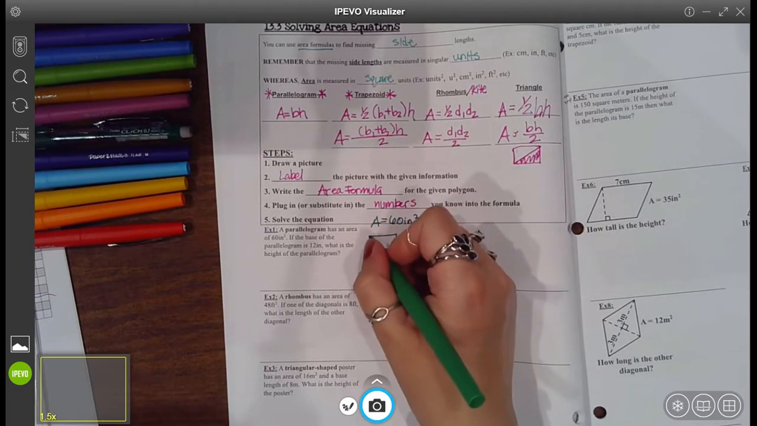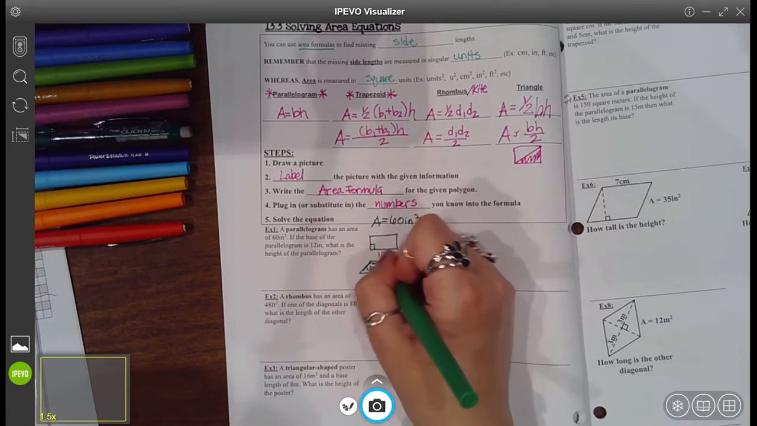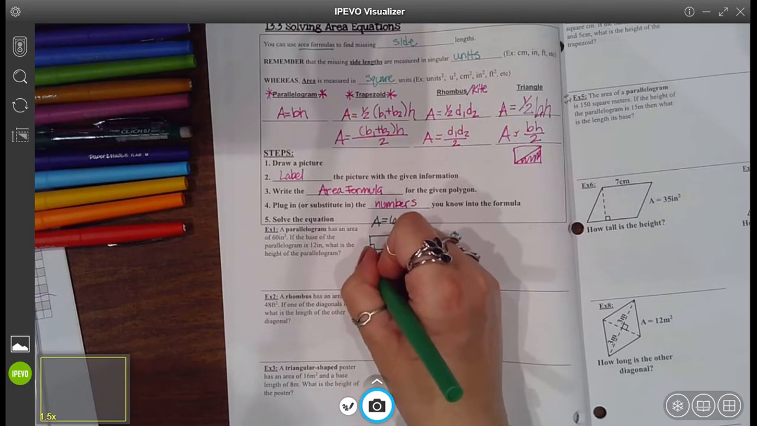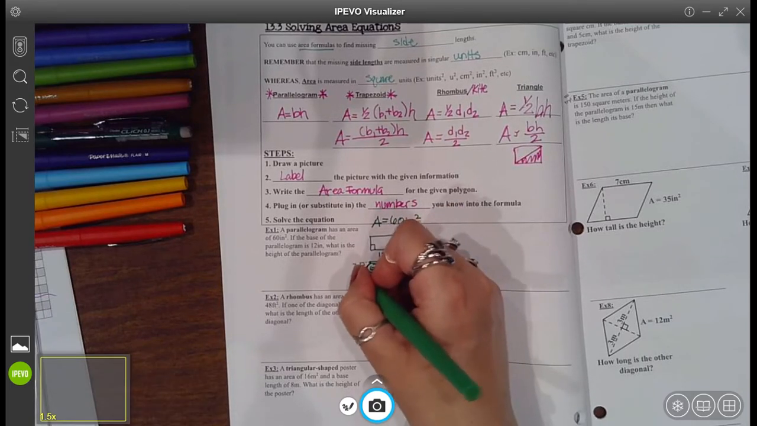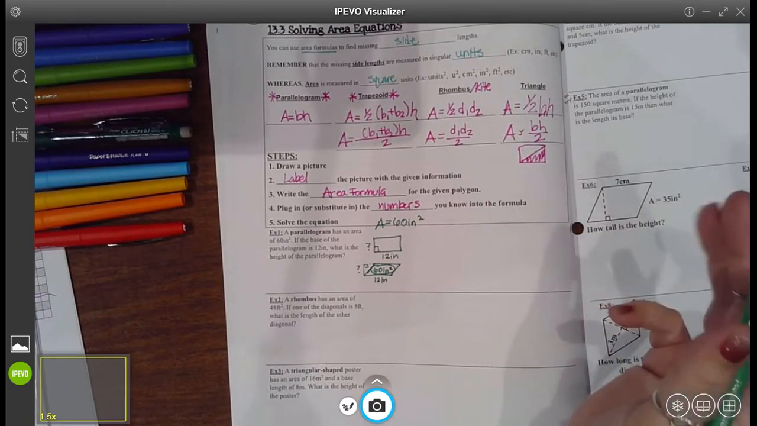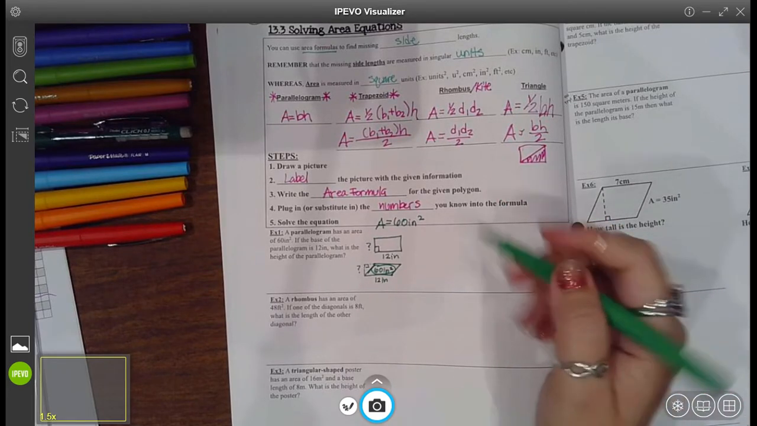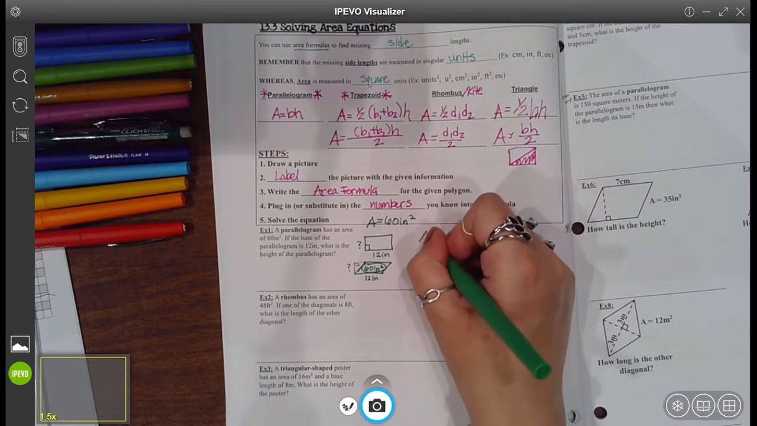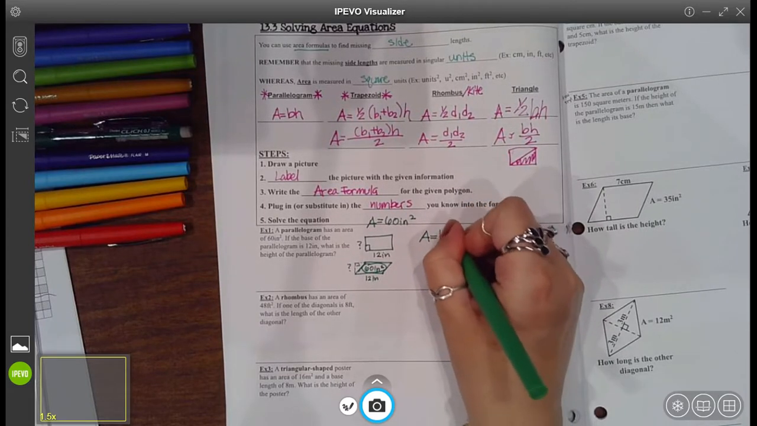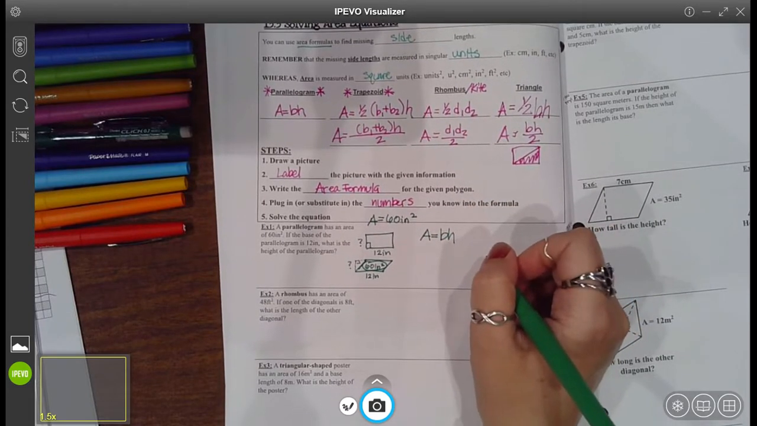Then they want to know what's the height, and that's always the perpendicular distance. And if you drew it this way, then it may be there. So what's that measurement? What's the height? We don't know. So I drew my picture, I labeled it. Now let's write out the area formula for a parallelogram. Its area equals base times height.